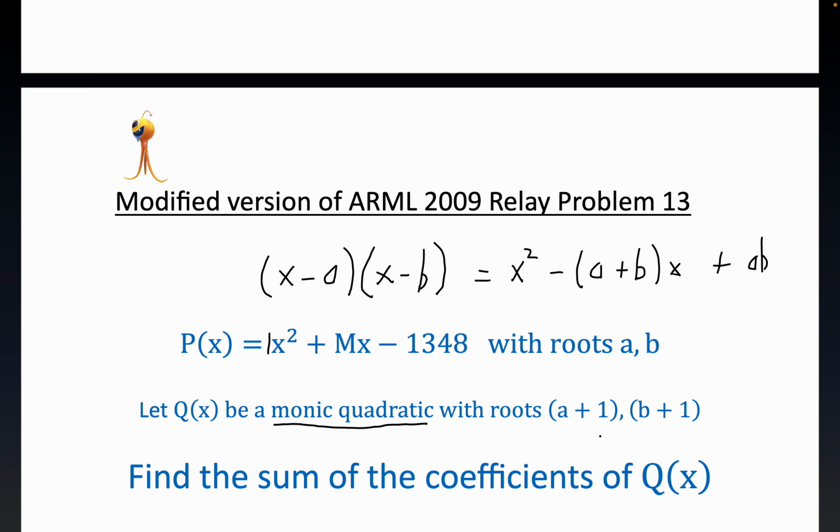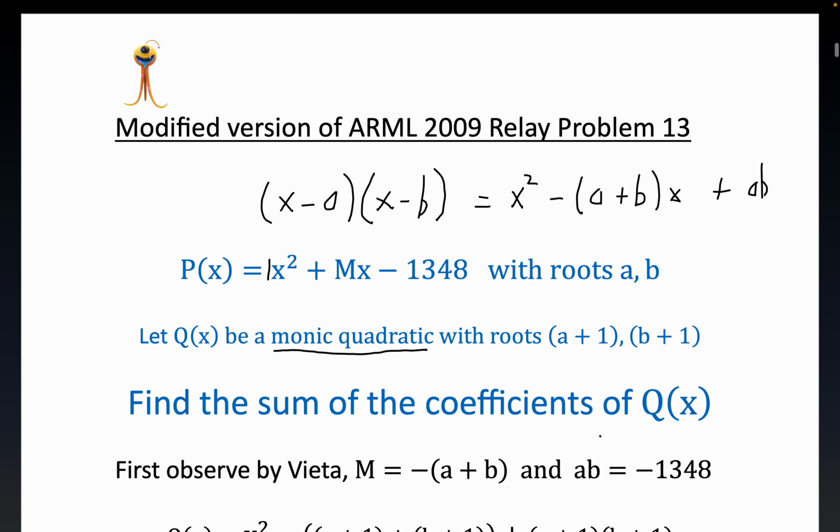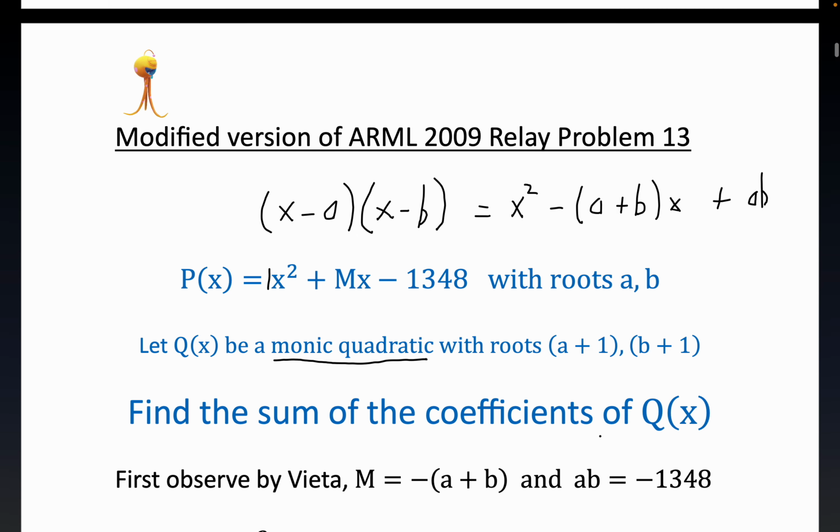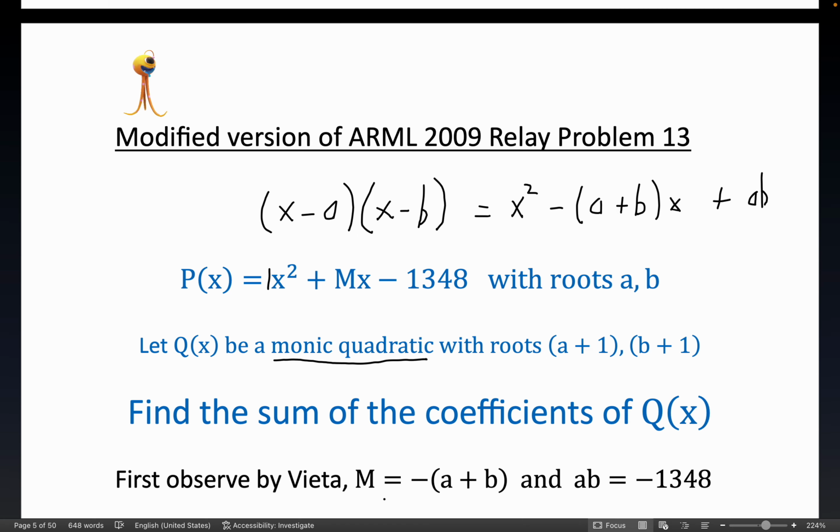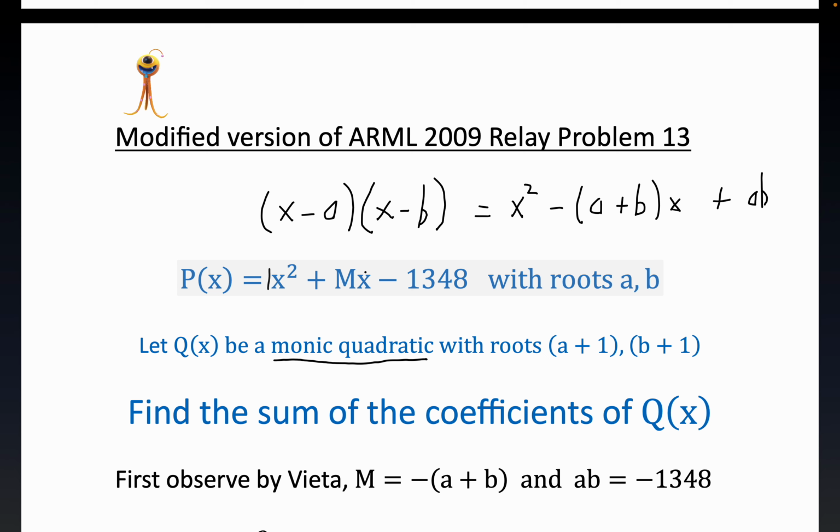So let's go down. Now this is what I just said a moment ago. This m would equate to minus (a plus b), right? This m right here equates to minus (a plus b). And also ab itself comes back to minus 1348, right? So that's just what we call Vieta's results, an Italian name, I think, for this first one.